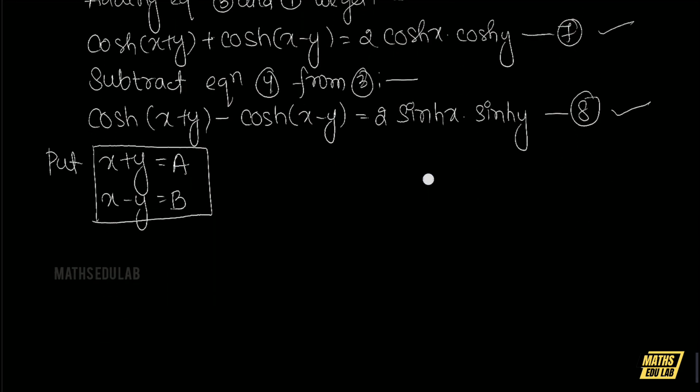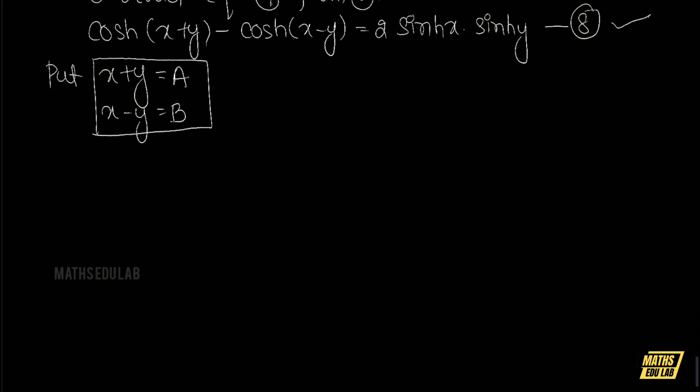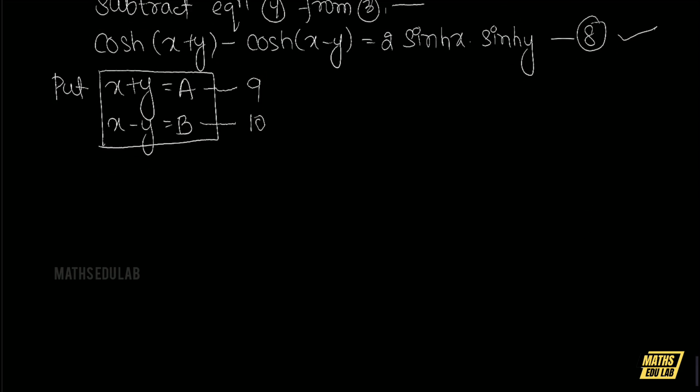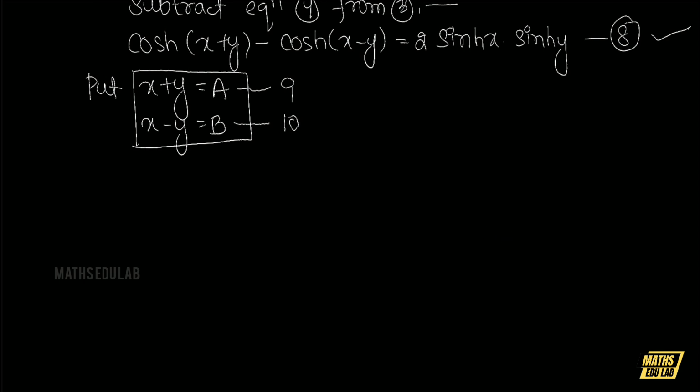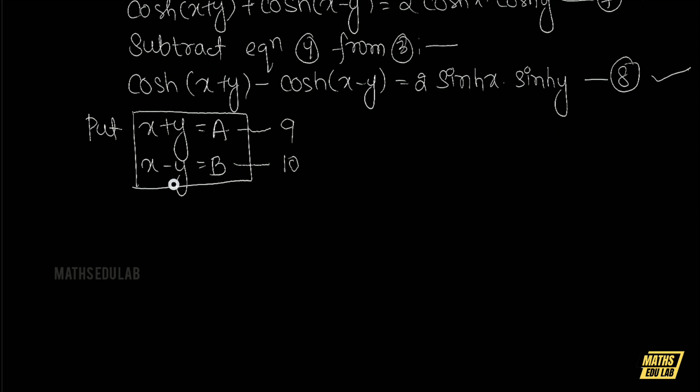So on writing those we will get, so now the equation, so consider this as equation 9 and 10. Now for this also we have to do addition and then subtraction. Before substituting the values of x plus y and x minus y, let's do the addition of these two equations and subtraction of these two equations.